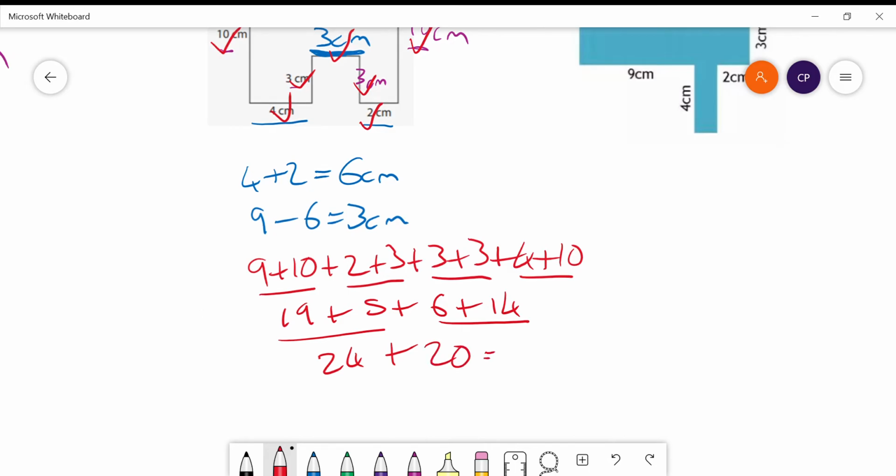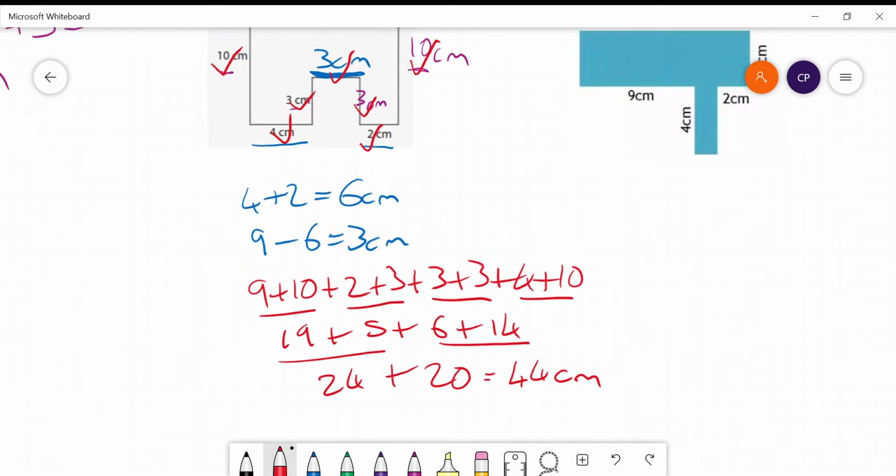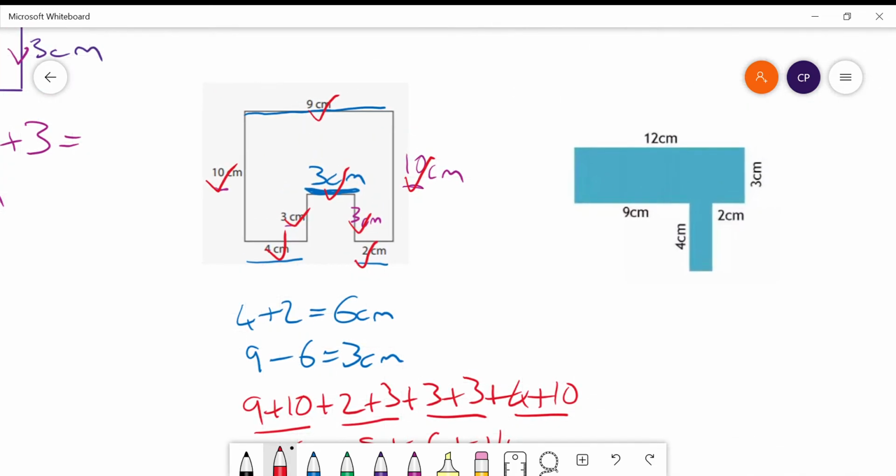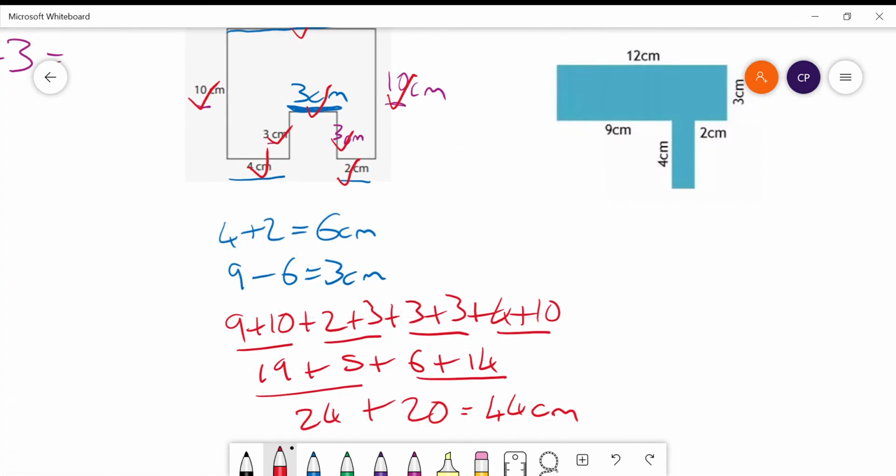And now it's a much simpler sum to do. So 24 plus 20 is 44. And don't forget centimetres, because we're working with centimetres for this one. So it's quite a complex question because there's so many parts. We have to make sure we've got all the missing sides, and then we have to make sure we add up all the bits without adding too many things together.